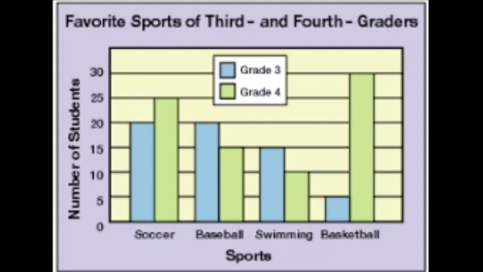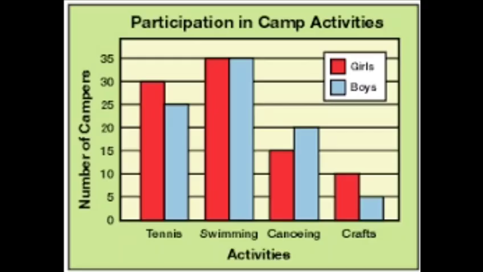The given double bar graph shows the favorite sports of a particular number of students of grade 3rd and 4th. Blue bars represent 3rd grade students and green bars represent 4th grade students. The given double bar graph shows the number of campers participating in camp activities. Red bars show the number of girl participants and blue bars show the number of boy participants.